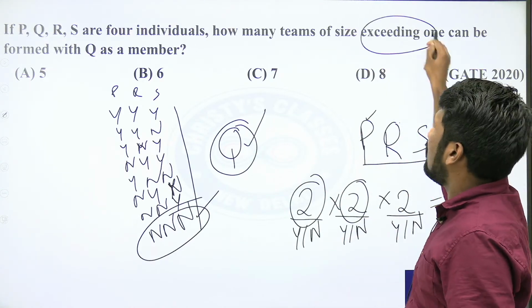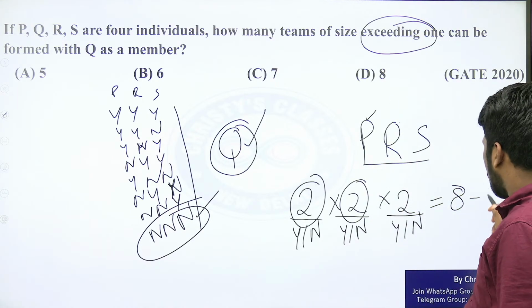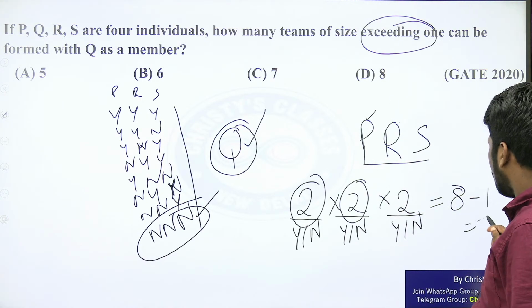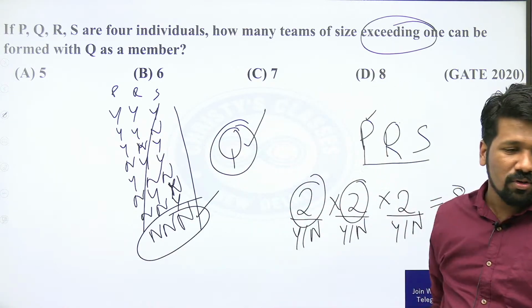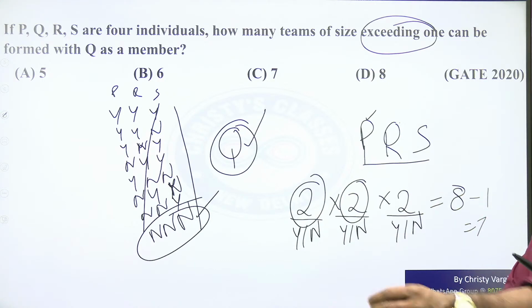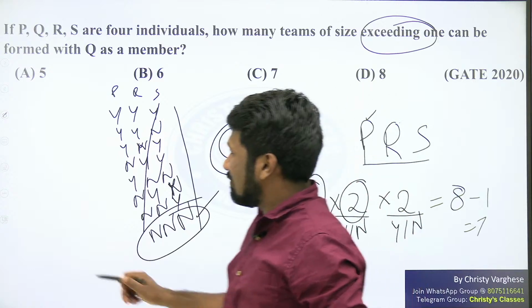That is not exceeding one size team. That is why from the 8 choices, you need to subtract one choice. That is, 7 choices only are remaining. You don't have to list it like this. I'm teaching you the concept. Once you understand that concept, 2 raised to n minus 1 will be the answer.